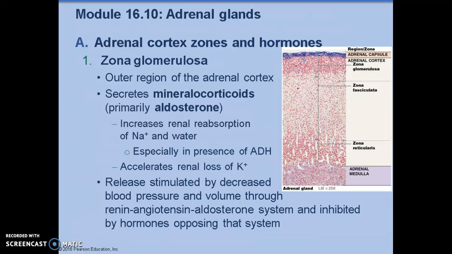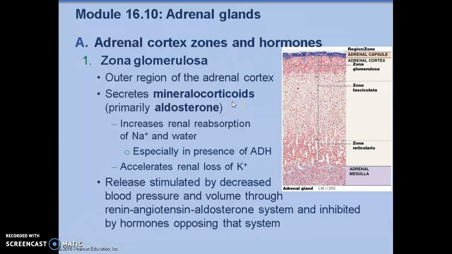The adrenal cortex has several different layers. If you look at this picture here, you will see the adrenal capsule, and then this whole dotted section is the adrenal cortex, and then you can see the inner adrenal medulla. So the outer cortex has three areas. The outermost area is the zona glomerulosa, and that secretes mineralocorticoids. And the only one we're interested in is aldosterone.